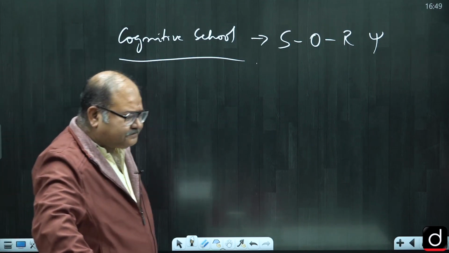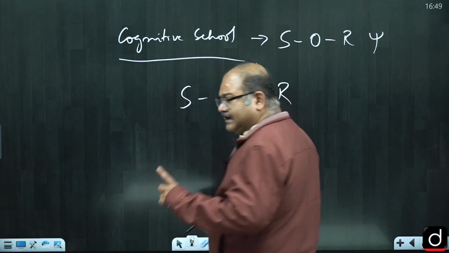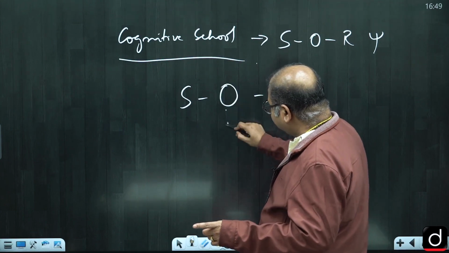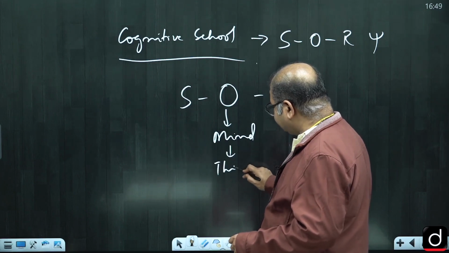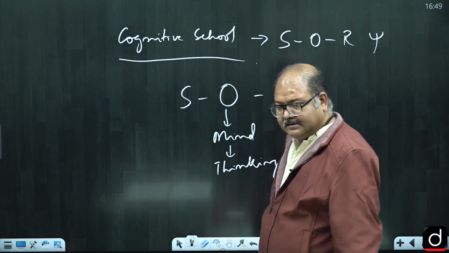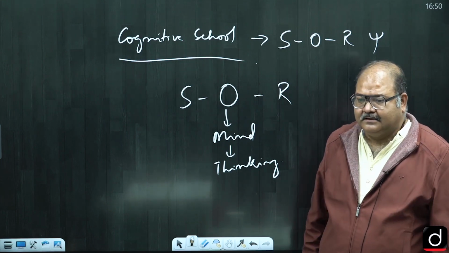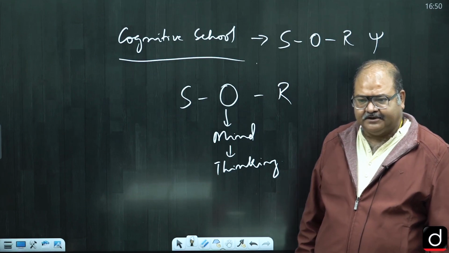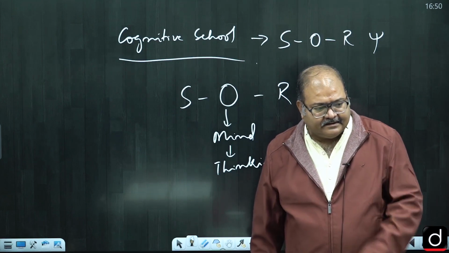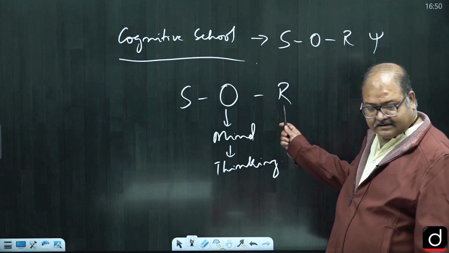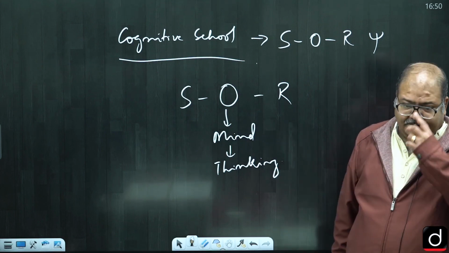So the cognitive school believed that between the stimulus in the environment and the response given by the organism is the organism himself, who has a mind, and this mind is capable of thinking. Okay? So just remember, SR psychology believed that between the stimulus and the response there is nothing. What are they saying? No, between the stimulus and the response there is an organism whose mind is full of cognitions, and using those cognitions is capable of thinking.